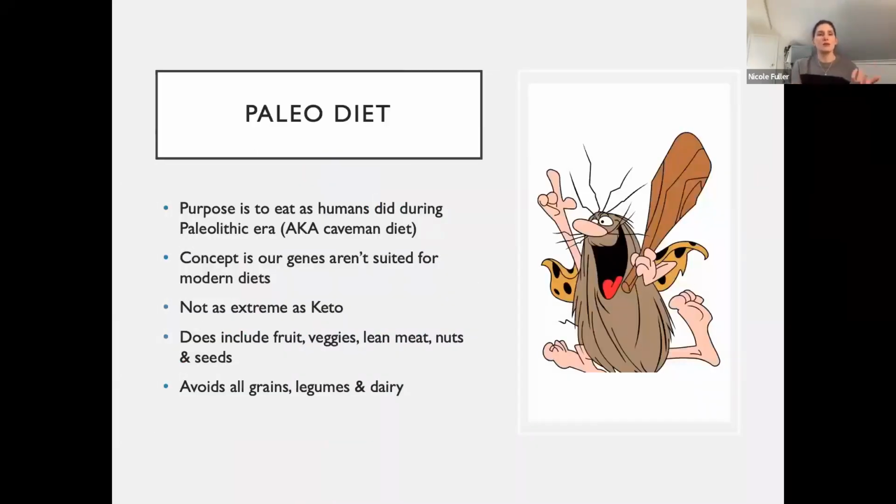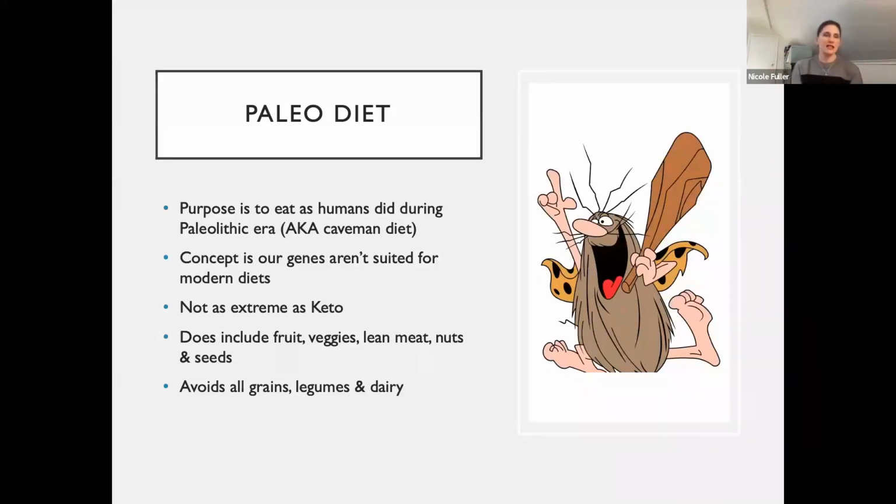So next up is a paleo diet, again, a low carb diet. The purpose of the paleo diet, or I guess the background of it, is to eat as humans did during the Paleolithic era, or like the caveman period, right? And that paleo era dates from 2.5 million years ago to 10,000 years ago. So somewhere in that range.